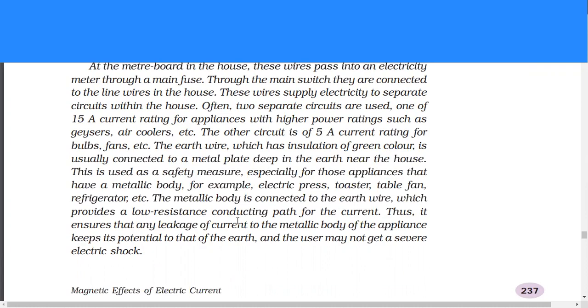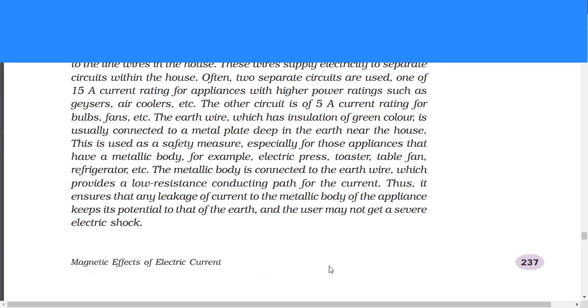The metallic body is connected to the earth wire, which provides a low resistance conducting path for the current. Thus, it ensures that any leakage of current to the metallic body of the appliance keeps its potential to that of the earth, and the user may not get a severe electric shock.